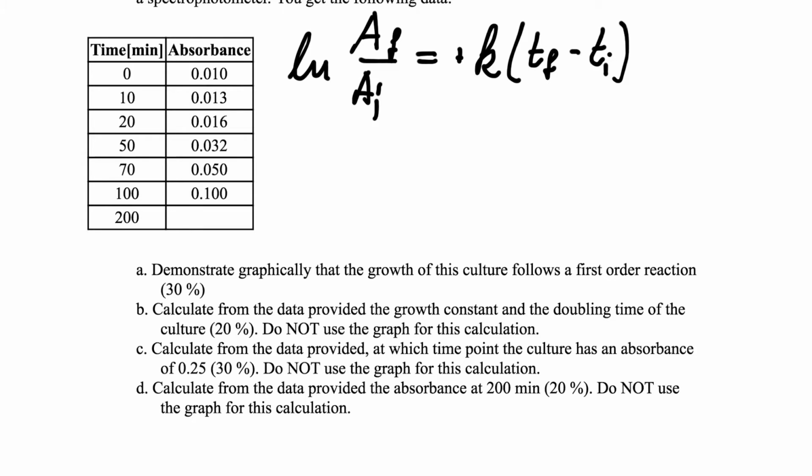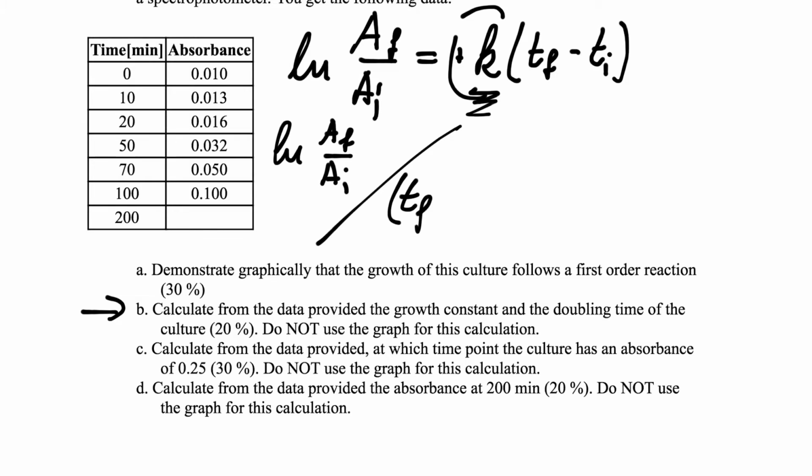Now the next problem is, what are we actually looking for in the second question? Calculate from the data provided the growth constant. What's the growth constant? K. Exactly. So we are looking for K. Right. Now, would be nice if we had anything given here, wouldn't it? Because we could rearrange this equation here and isolate K. So we could write ln A final over A initial divided by T final minus T initial equals K. That's what we're looking for.